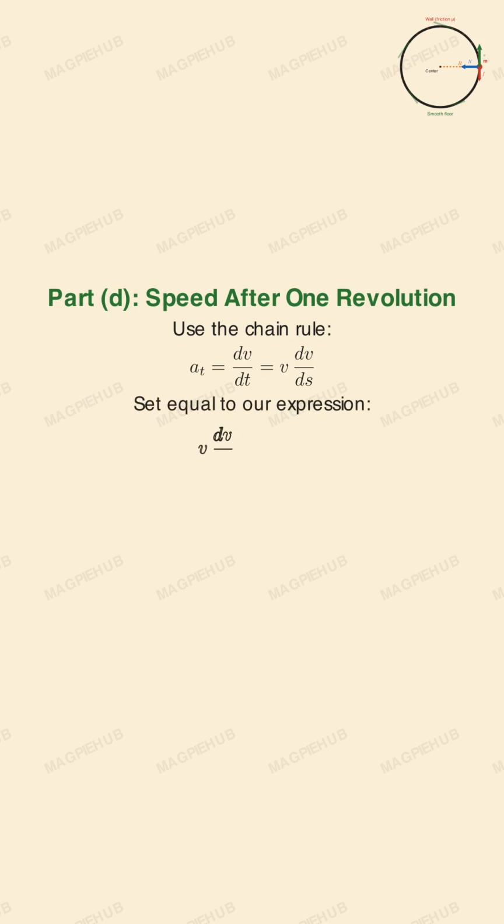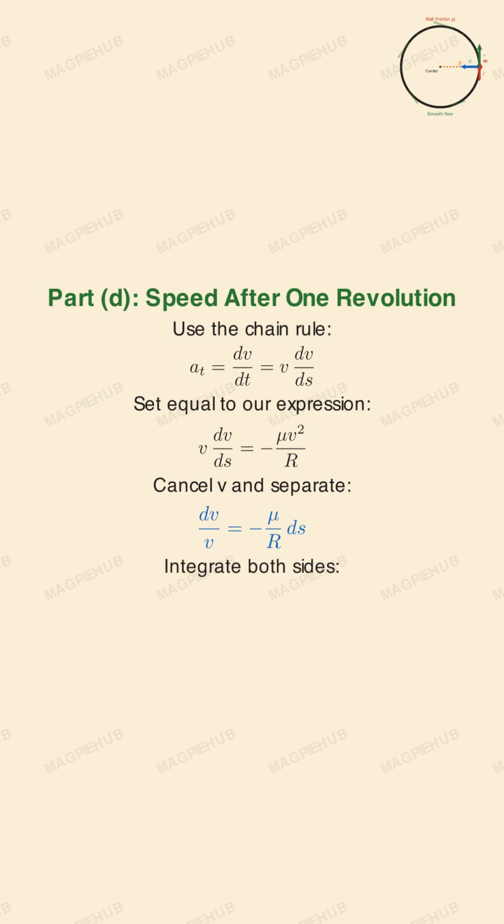Part D. We need to integrate the tangential acceleration to find speed after one revolution. Using the chain rule, At equals dv/dt, which can be written as v times dv/ds, where s is the distance along the circular path. Setting this equal to minus mu v squared over r, we cancel one v from both sides. This gives dv over v equals minus mu over r times ds. Now we integrate the left side from v0 to v, and the right side from 0 to s. We get natural log of v over v0 equals minus mu s over r.